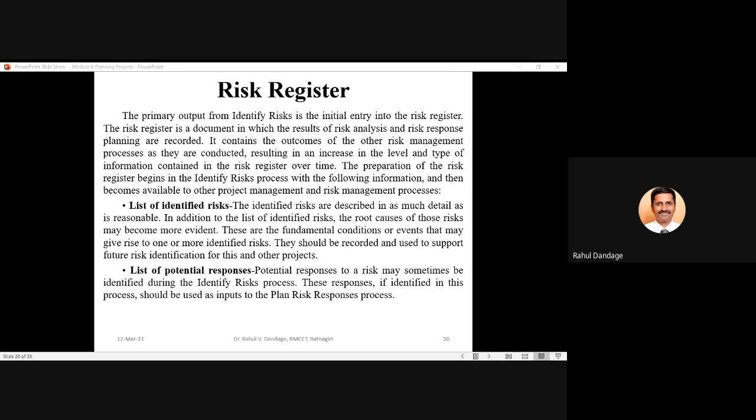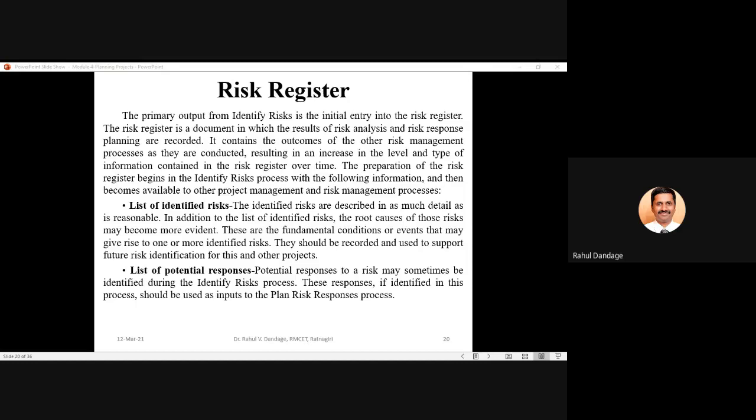So this risk register document will not be useful only for that specific project. Whenever the company thinks of executing a similar kind of project, this risk register will serve as a basis for the risk identification process for another project of the same kind.